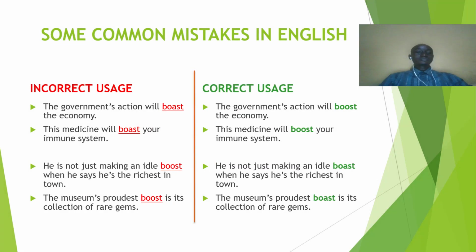Alright, so more examples on that. The government's action will boost the economy. It means it's going to bring about an increment, like to enhance the economy. That's a positive effect of it. Then this medicine will boost your immune system. It's going to enhance the immune system of the individual when he or she takes this medicine.